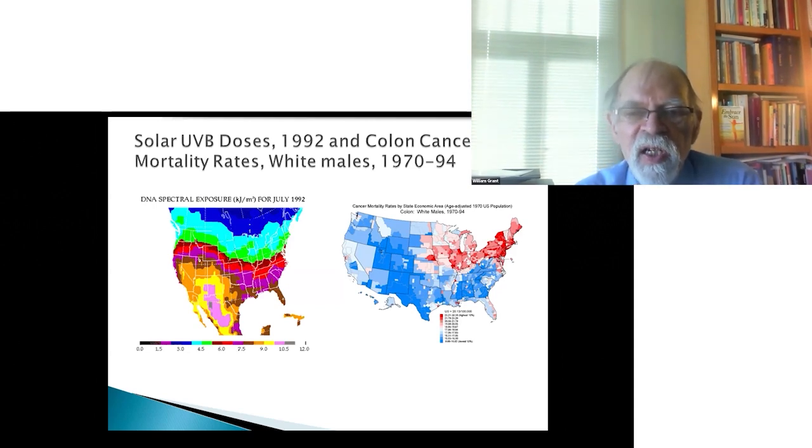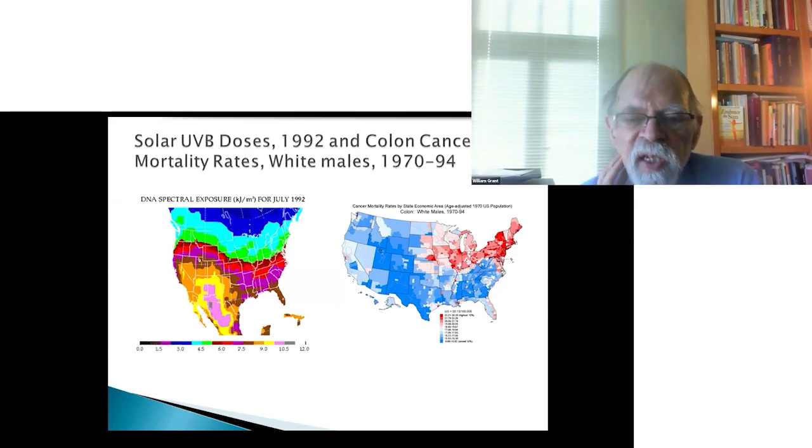This is from the NASA satellite instrument called Total Ozone Mapping Spectrometer. It's the cloud-free distribution of solar UVB at the surface. It turns out that they called it DNA spectral exposure because UVB can affect DNA. I don't think it corrects for aerosols either.